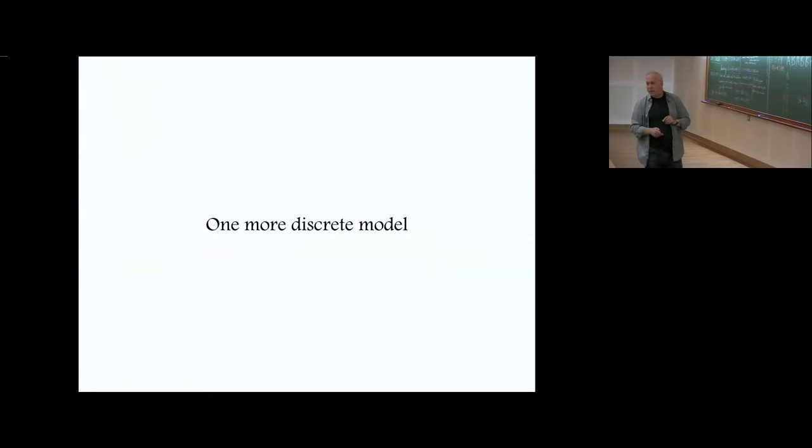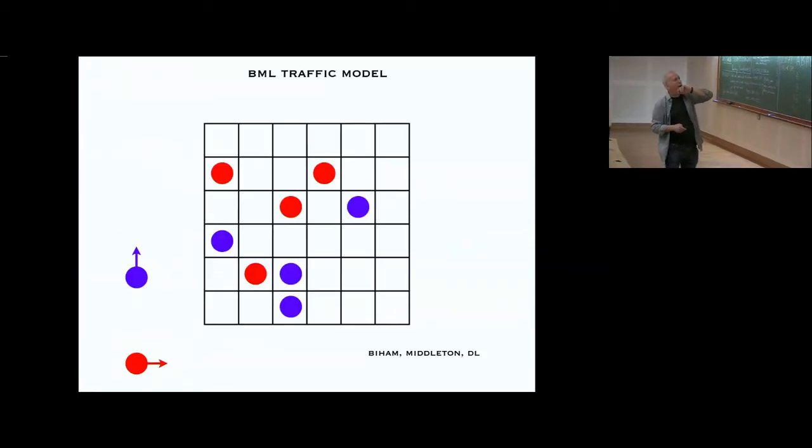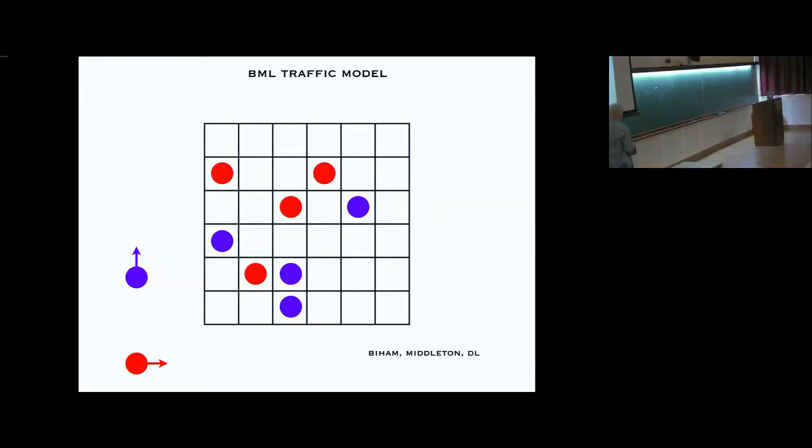One more discrete model. This is a model that I'm particularly fond of because my name appears on it. It says the following: take a square lattice. I'm just into square lattices today. Take a square lattice, two types of cars, right? Those which go up and those which go to the right. The one that goes up could alternatively go down, but it either goes up or it goes down, not both. Blue goes up, red goes to the right.